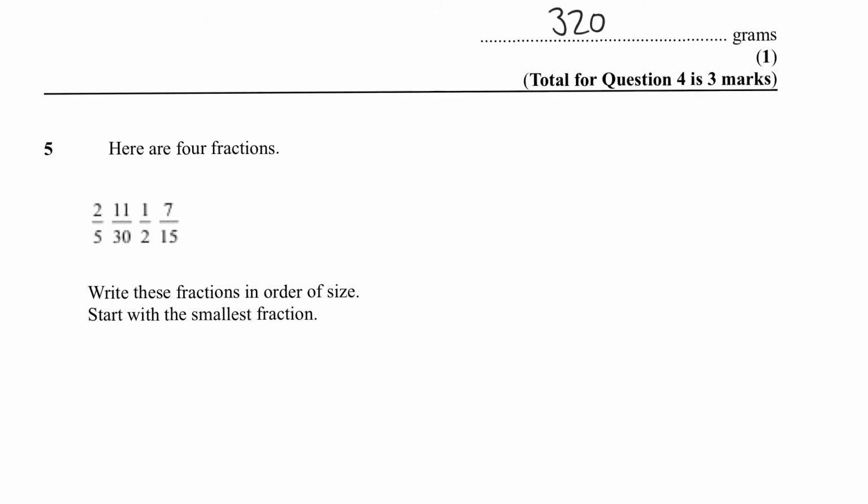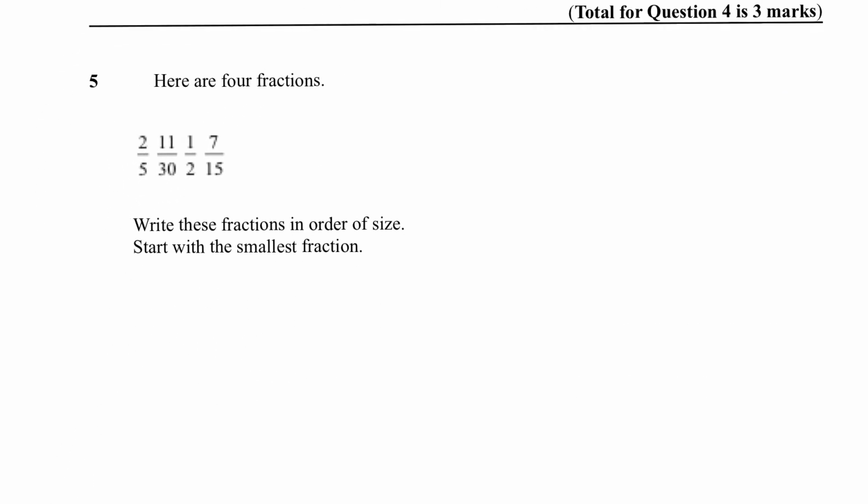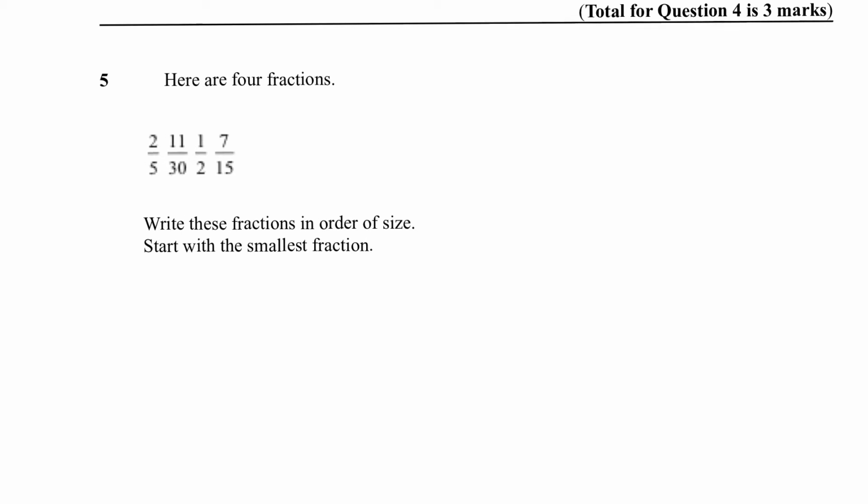Okay, moving on to question 5. So it's given us 4 fractions, and it wants us to write these fractions in order of size. So I think we did see this one in the higher paper, I believe. So I'm just going to write them out again so they're nice and spaced out. Okay, so the best way to compare fractions is to make sure they have the same common denominator. So what we're going to do is change them all to have 30, since they all have 30 as a common factor.